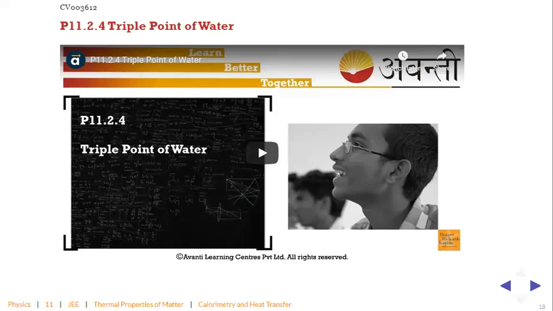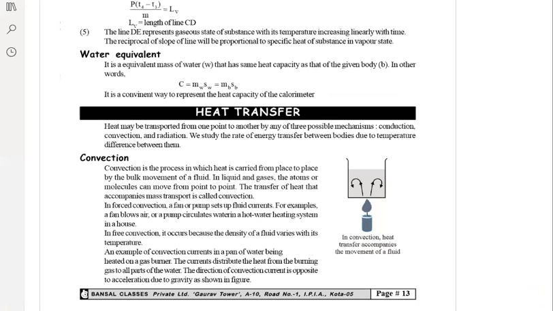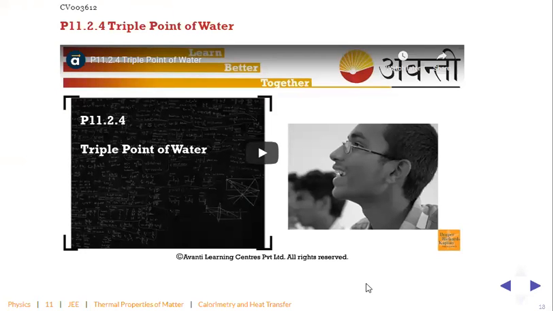Anyway, today we are going to start a new topic, which is heat transfer. When you talk about this topic, think about something that we have already studied in junior classes. What is the meaning of heat transfer? If someone is saying that heat is transferred from one body to another body, what is the meaning of that? Tell me.